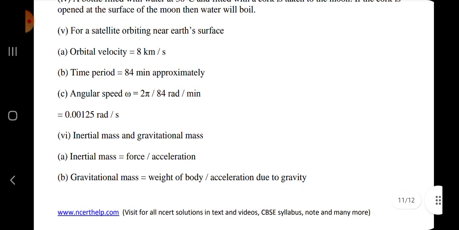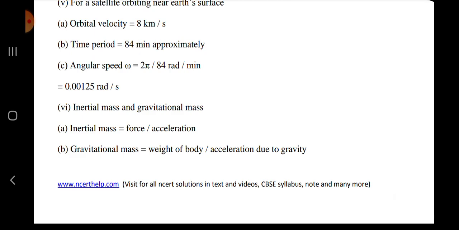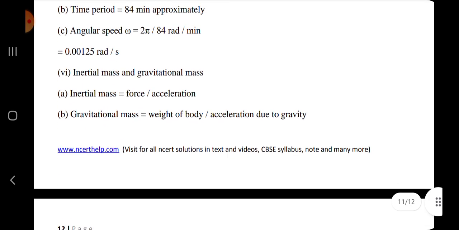For a satellite orbiting near Earth's surface, orbital velocity will be 8 km per second, time period will be approximately 84 minutes, then angular speed omega will be 2 pi upon 84 radian per minute, that is 0.00125 radian per second.